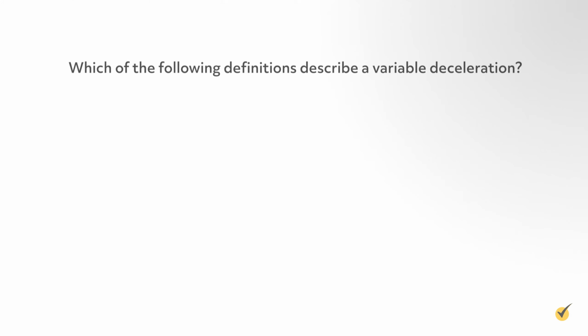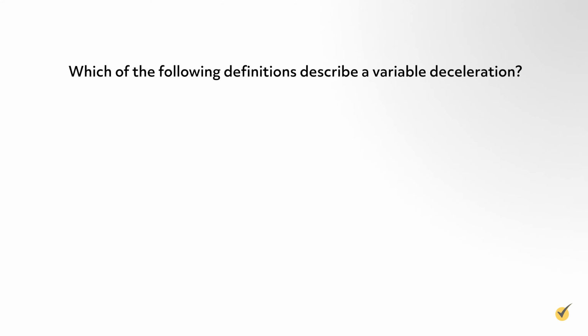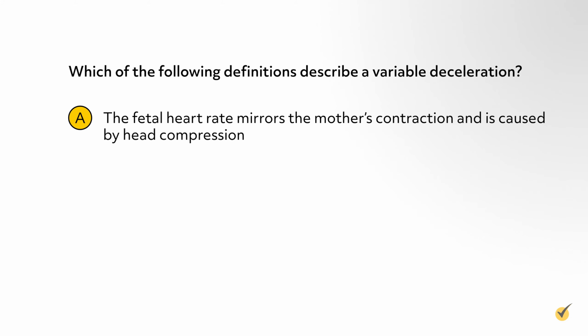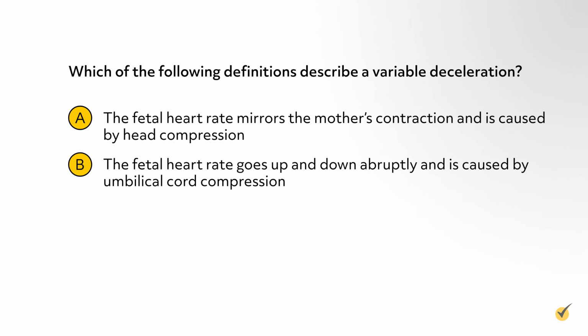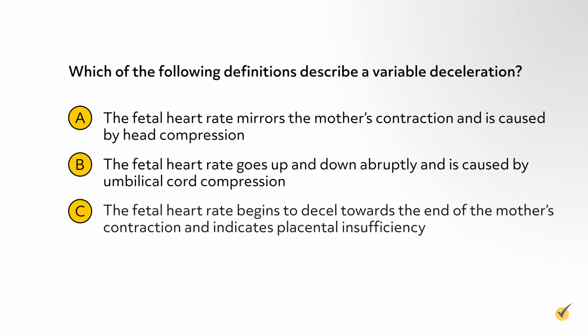We've covered quite a bit of material here. Let's go over some questions for review. Which of the following definitions describe a variable deceleration? A, the fetal heart rate mirrors the mother's contraction and is caused by head compression. B, the fetal heart rate goes up and down abruptly and is caused by umbilical cord compression. C, the fetal heart rate begins to decel towards the end of the mother's contraction and indicates placental insufficiency.